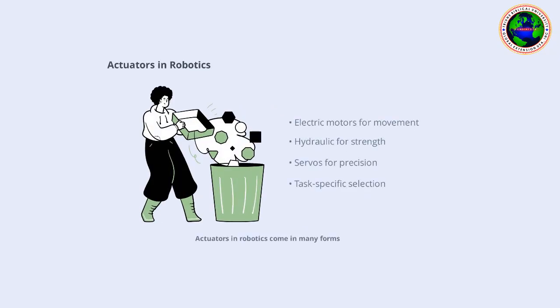Actuators in robotics come in many forms, each suited for specific movements and tasks. Electric motors are common for wheels and arms, while pneumatic or hydraulic actuators provide strong, smooth motion for heavy lifting. Servos offer precise positioning, making them ideal for delicate operations like surgery or assembly.